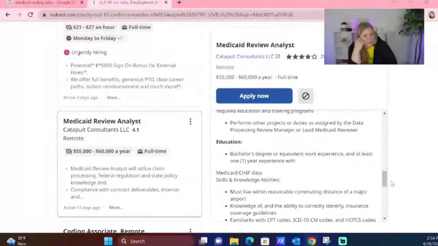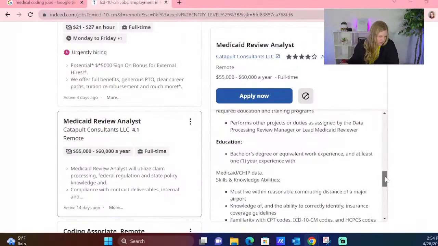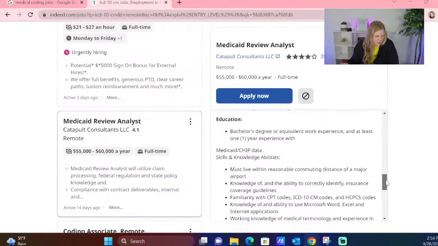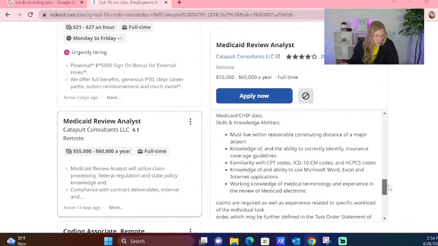So this was listed as an entry level position. Bachelor's degree or equivalent work experience and at least 1 year experience with Medicaid CHIP data, strong knowledge and abilities. See, this isn't an entry level position. If you're asking for a bachelor's degree and 1 year experience and all of this, I wouldn't consider that entry level. I think they mismarked it. It sounds like AI. It probably did. Soon, everything's just going to be AI talking to other AI.